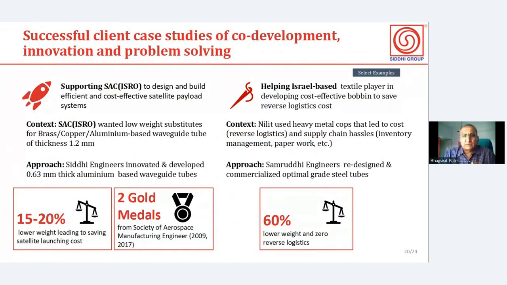To give 2 simple examples, this one is supporting ISRO. ISRO has the challenge of reducing the payload. Before we came in with ISRO, they used to get 0.8 mm thickness waveguide. The challenge given to us was, can you reduce the weight, and our engineers started thinking on that line, and they could develop the 0.63 mm thickness, which has lowered the waveguide weight, and we have supplied it very successfully for many years.